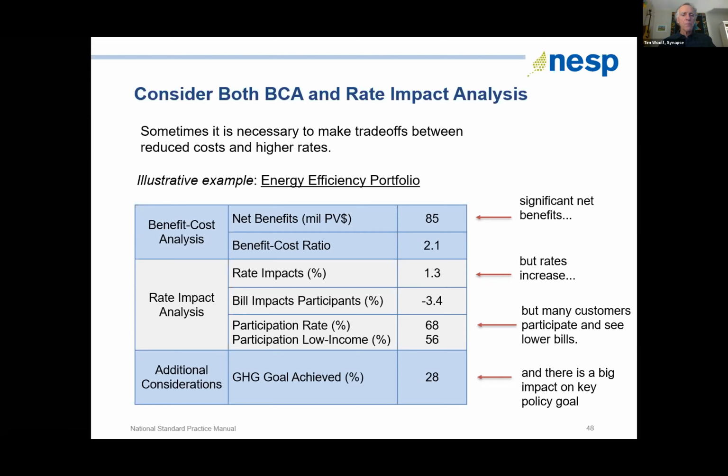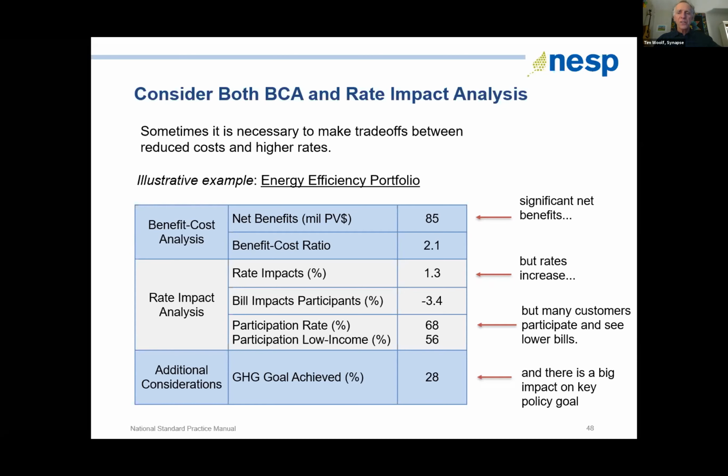And these numbers here, 68% and 56%, might seem kind of high, but actually I've seen them a lot higher. Because with energy efficiency, all you need is a bunch of light bulbs, and you participate, and you can offset your bill impacts. So they can actually get higher than this, but I put them here again as an illustration. And then finally, in your state, you might have additional considerations just to help this out.